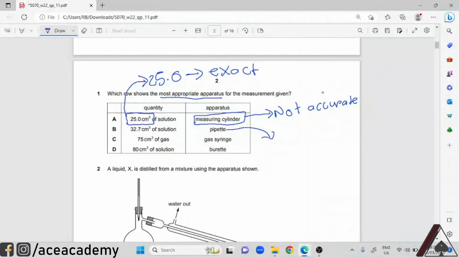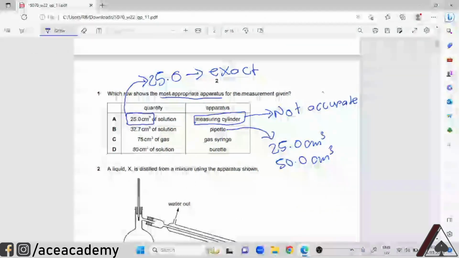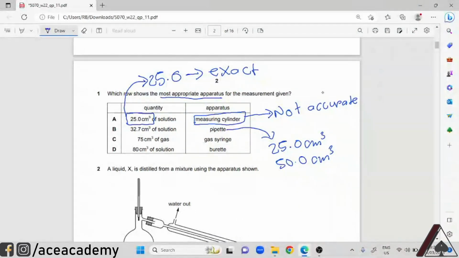Well, in a pipette, we can only measure fixed volumes of liquid like 25 cm cube of liquid or 50 cm cube of liquid. But we cannot measure something like 32.7 cm cube of solution. And then we have 75 cm cube of gas in a gas syringe. And we know that this is possible. But in option D, they have given us 80 cm cube of solution in a burette.